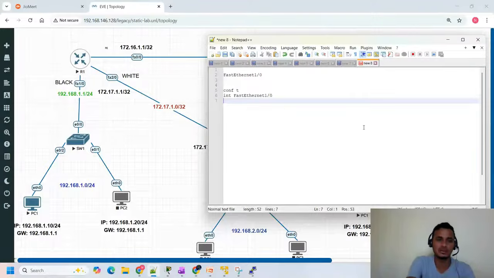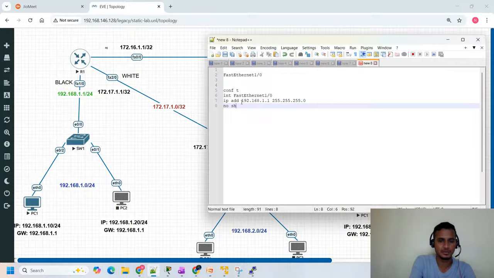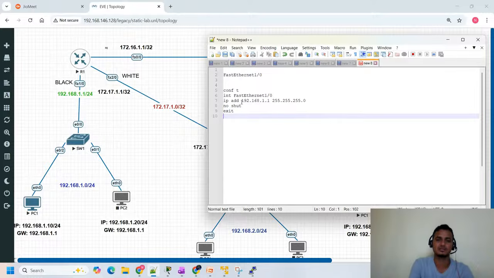See, I'm in global configuration mode. Now I need to configure this particular interface, FA1/0, which I already took here. What IP address did we decide? 192.168.1.1/24, right? To assign the IP address, the syntax is ip address 192.168.1.1, then the subnet mask 255.255.255.0. By default every physical interface will be down, so I am going to perform no shutdown, then exit. That's it.